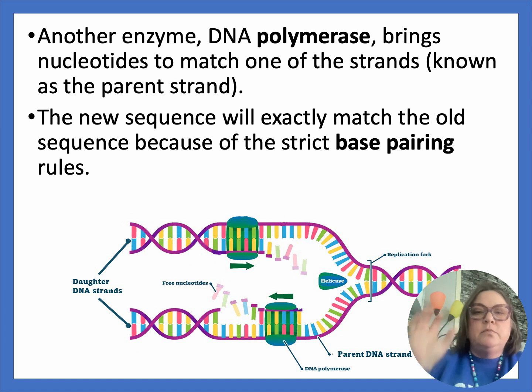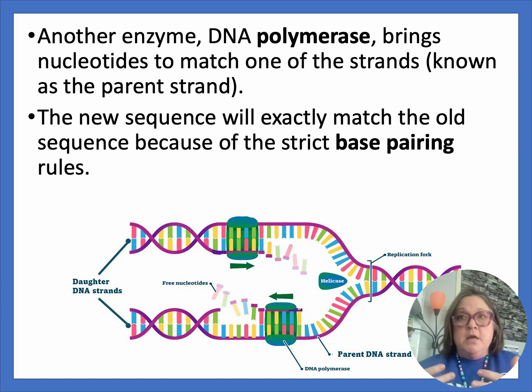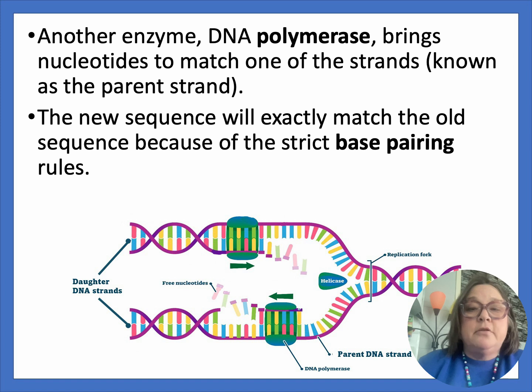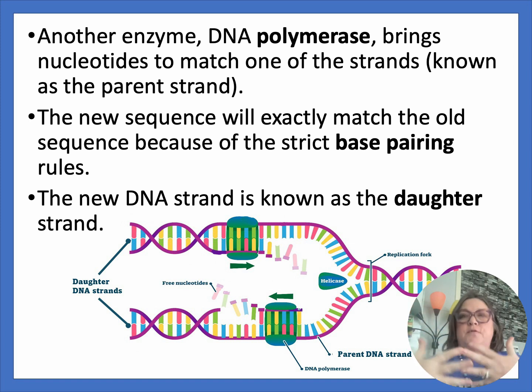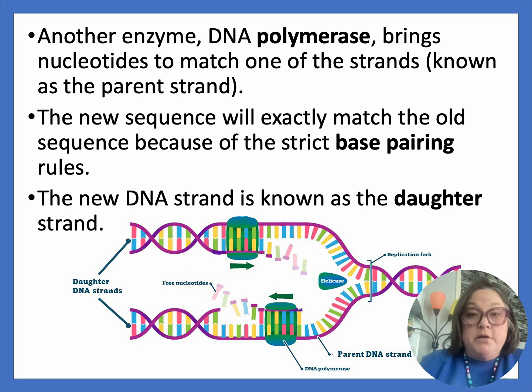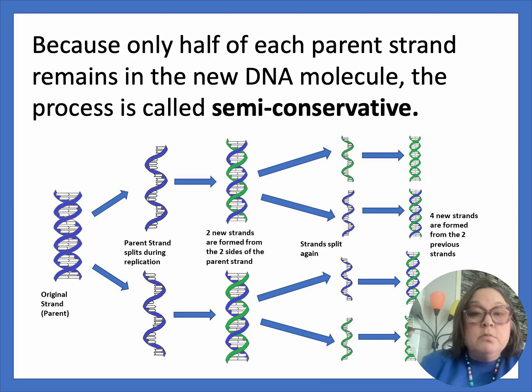The new sequence will exactly match the old sequence because of the strict base pairing rule. So we talked about the pairing rules of the nucleotides and how the different components must be matched together, right? So now we're getting down to where we're identifying our parent strand. Your new strand is your daughter strand. Which portion of your chromosomes you are pulling together to form your DNA strand depends on what your parent strand is to what your daughter strand will be. We will talk more about that, and you will understand that a little bit more. We'll work with it more.